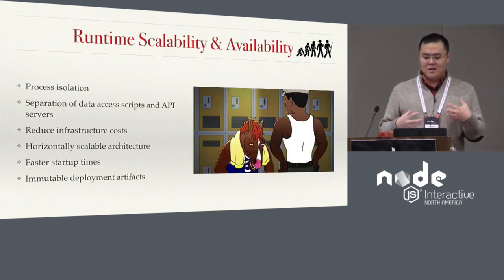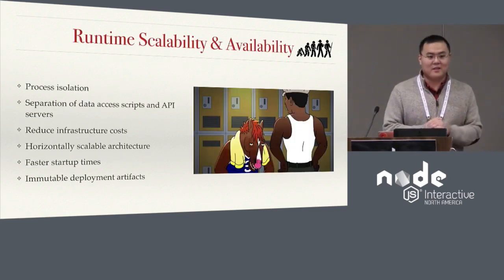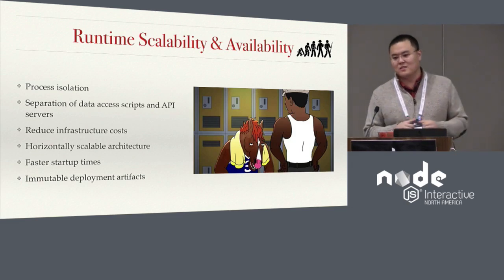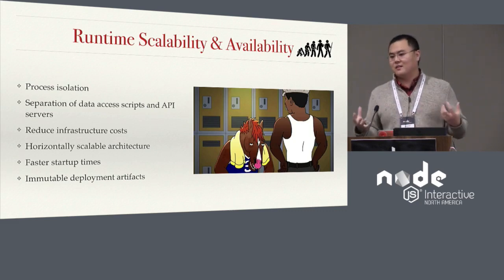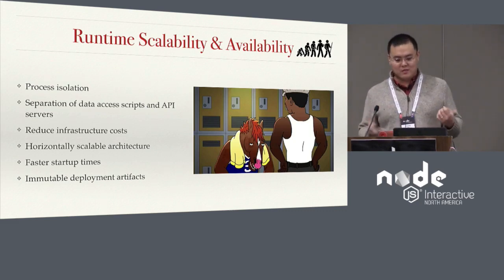So let's talk about scalability and availability, right? The biggest thing here is process isolation because, again, we don't want to take an outage because one data access script has blown up. So we want to be able to horizontally isolate all of these data access scripts from each other.